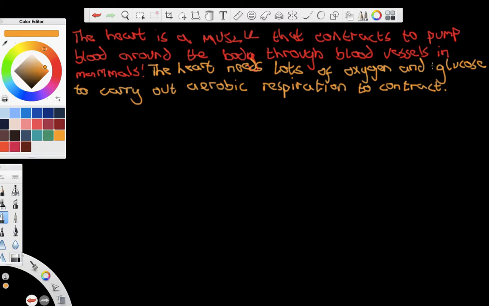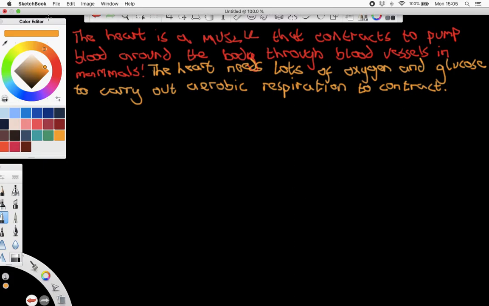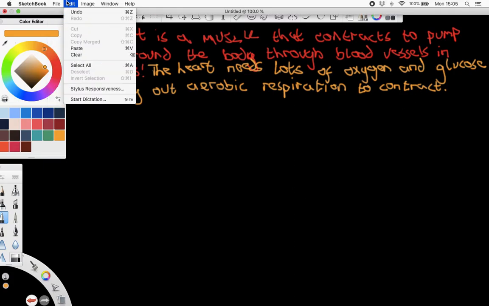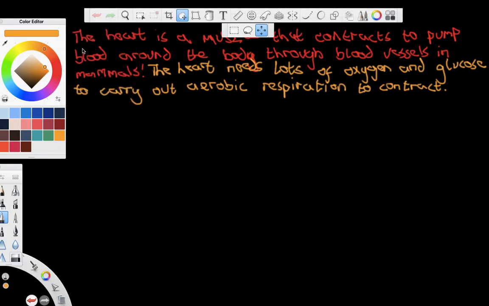So we've said so far that the heart is a muscle that contracts to pump blood around the body through blood vessels in mammals. We've also said that the heart needs lots of oxygen and glucose to carry out aerobic respiration to contract. If it didn't contract, there wouldn't be the function of the heart. The heart wouldn't be able to pump blood around the body.